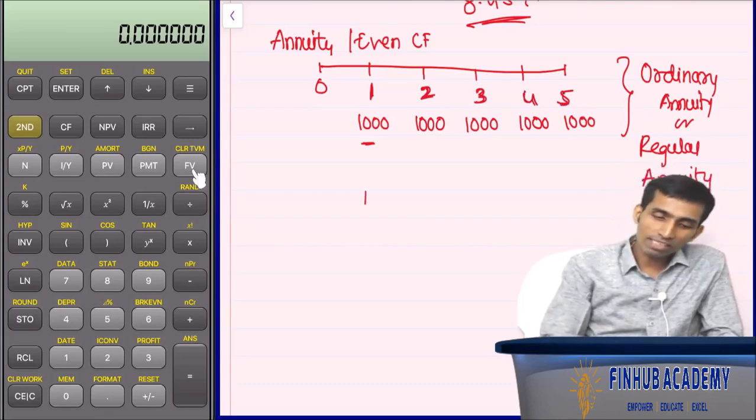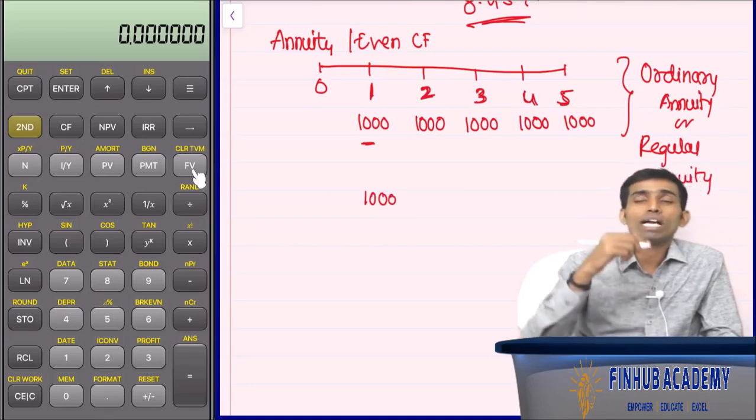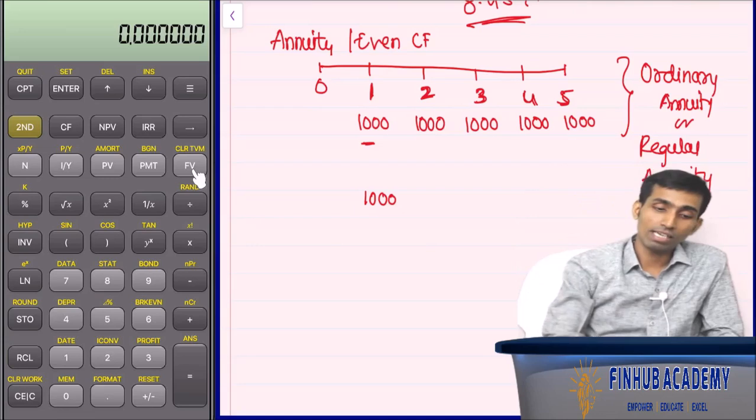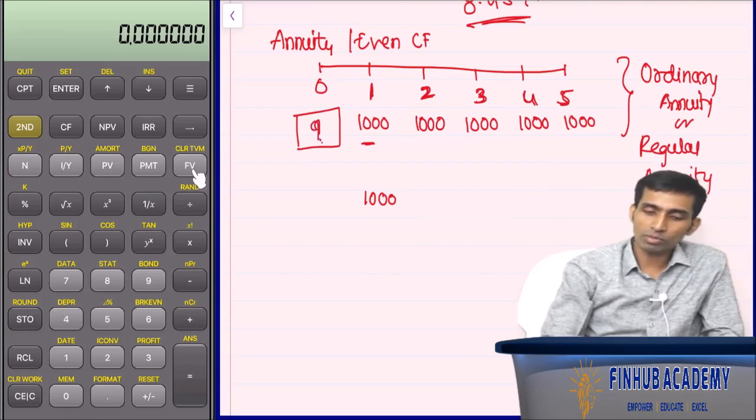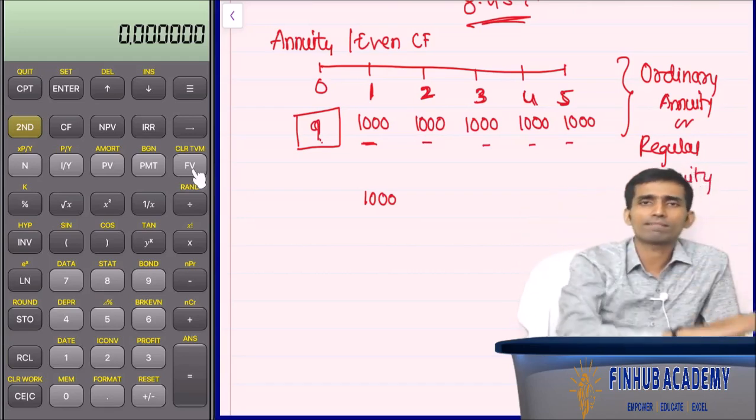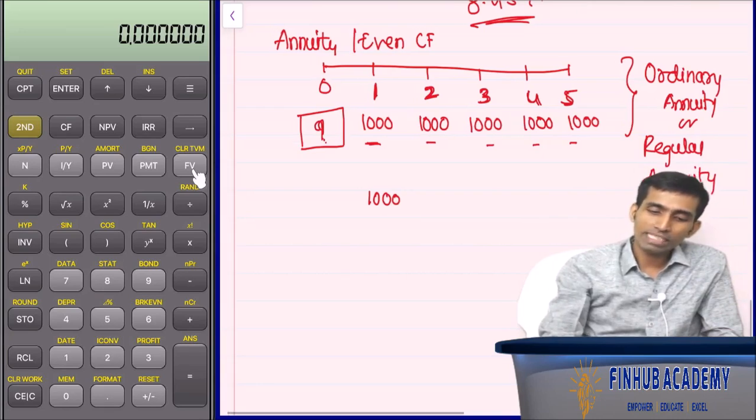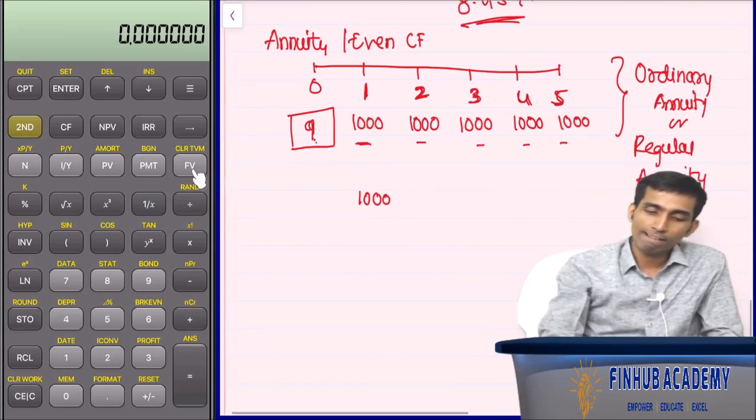This 1000 is my inflow. Please listen, I want to invest a lump sum amount here. Understand the question? I want to receive 1000, 1000, 1000, 1000, 1000. There is some specific purpose for my expenses for 5 years, let's say. And I know that the bank is paying me 10%. So 1000 is my PMT.